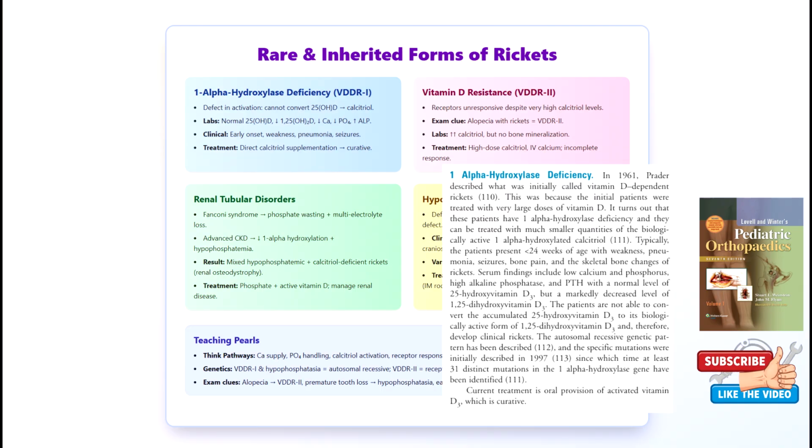Clinically, they present very early, often before 6 months of age, with weakness, pneumonia, seizures, bone pain, and of course the skeletal signs of rickets. Their serum shows low calcium and phosphate, high alkaline phosphatase, and parathyroid hormone that may be normal. The telltale sign is the combination of normal 25-hydroxyvitamin D but severely reduced 1,25-dihydroxyvitamin D. The genetic pattern is autosomal recessive, and multiple mutations in the gene have been identified.